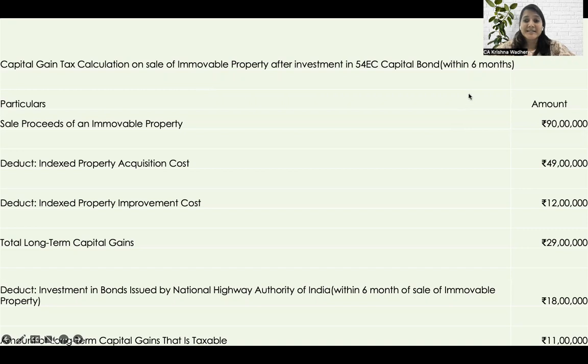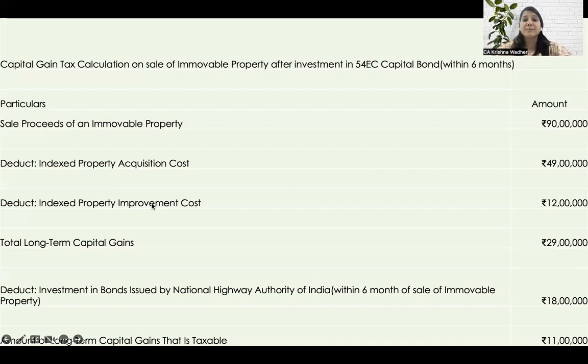So let's take an example. Let's say there's a person named Anshul and he sold his immovable property. Now, this is just an example of immovable property. It can be for shares as well. So let's say Anshul sold his immovable property, which he held for 15 years, for 90 lakhs. And his acquisition cost after indexation was 49 lakhs.